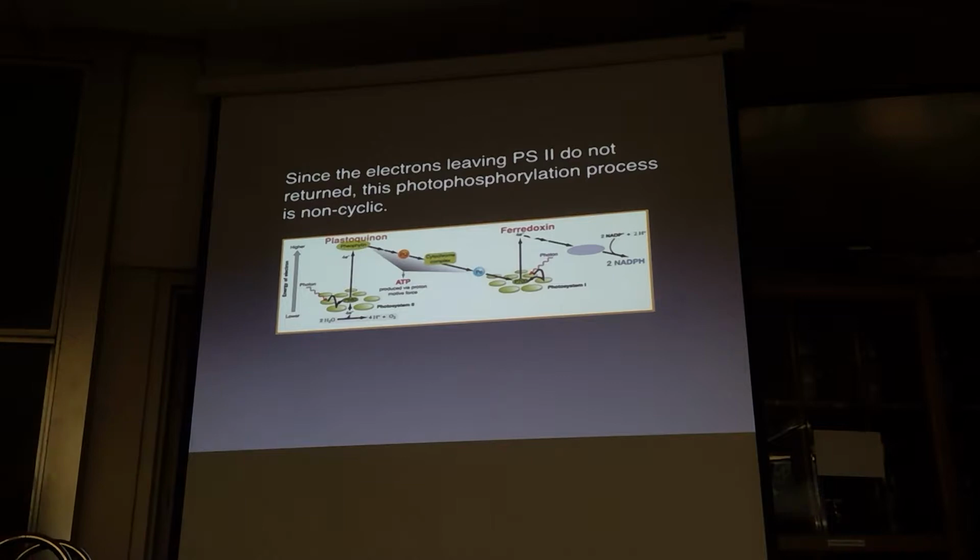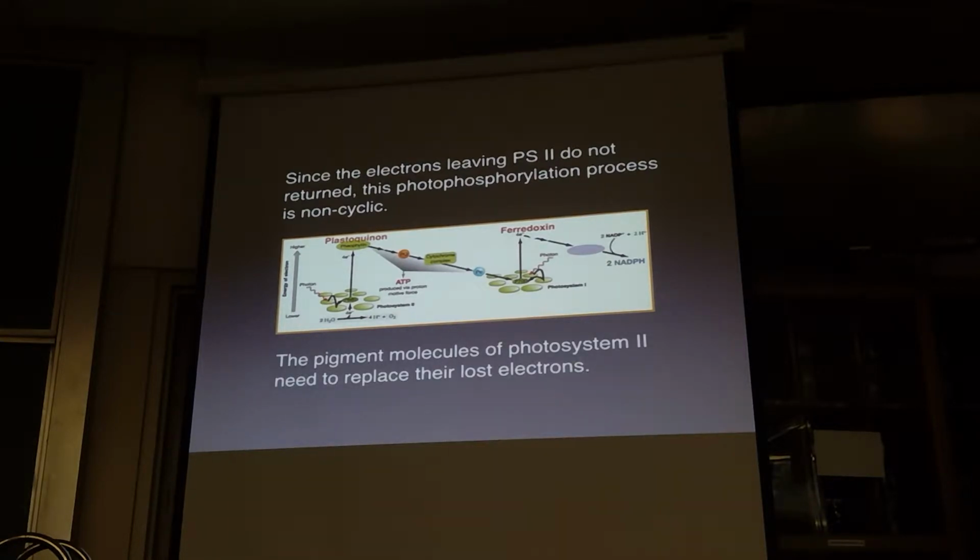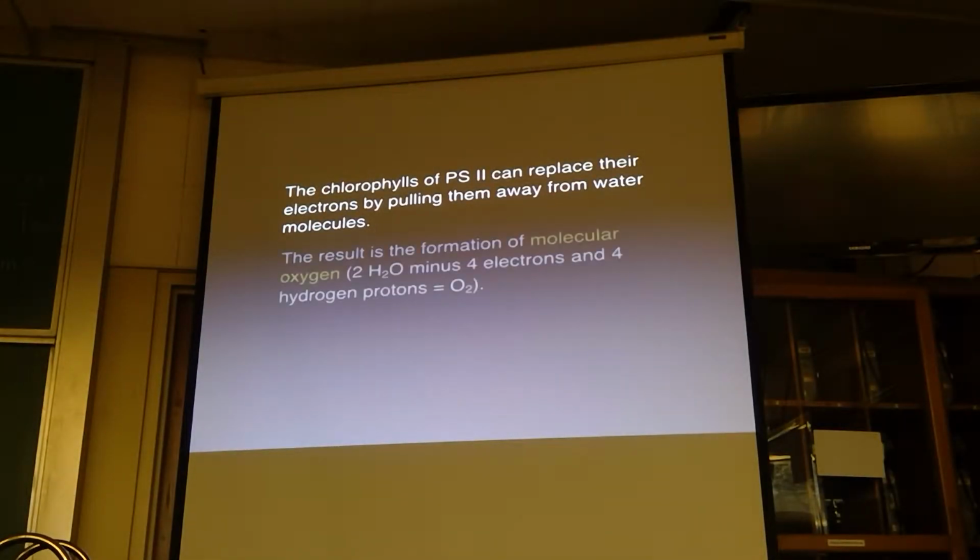So if you recall, algae and cyanobacteria are oxygenic. And they are oxygenic because they can split water molecules. If you pull 2 electrons and 2 hydrogen protons away from water, then you're going to get oxygen, molecular oxygen. So when we say that the pigments in photosystem 2 have to replace their electrons, they're going to pull them away from water. The result is going to be molecular oxygen. You don't need to worry about balancing equations, but if you look at it, if you had 2 waters minus 4 electrons and 4 hydrogen protons, you get O2, molecular oxygen.